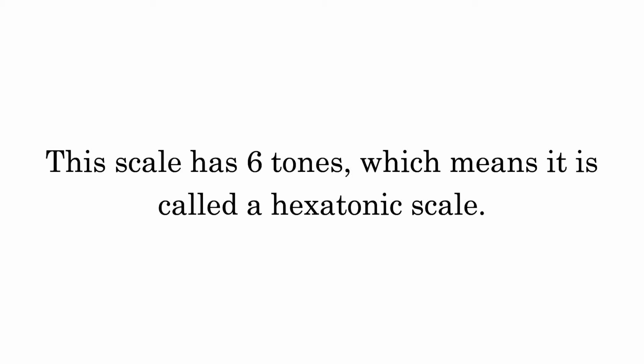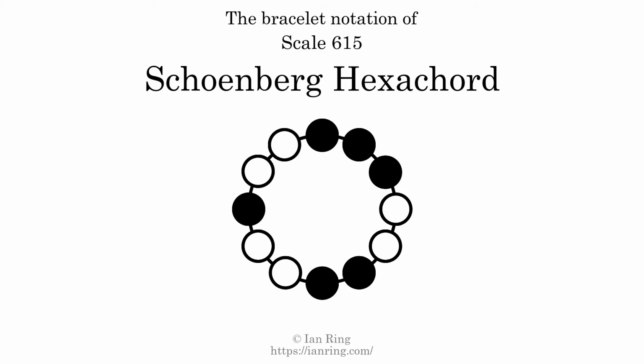This scale has 6 tones, which means it is called a hexatonic scale. This is a bracelet notation diagram of scale 615. The shaded circles represent tones that appear in the scale, and they are read clockwise, starting at the top.